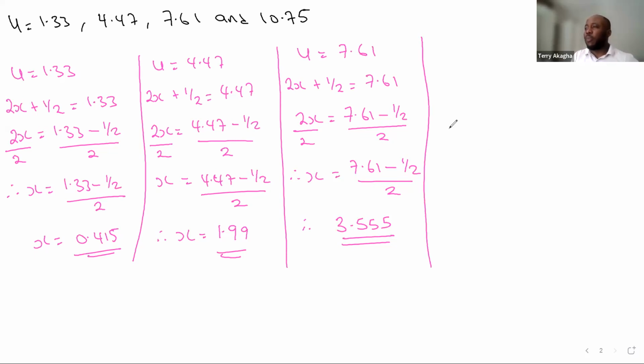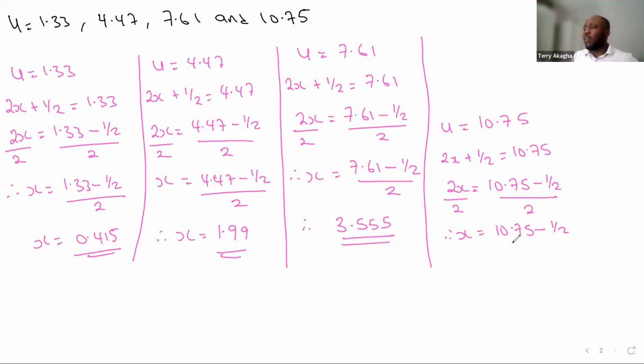Then the last one, U is equal to 10.75. Same thing, 2x plus half is equal to 10.75. Take half to the other side. 2x is going to become 10.75 minus half. Now you divide both sides by 2. So x will be equal to 10.75 minus half divided by 2. And when you press your calculator for that, it should give you 5.13. So now we've gotten the final answer.